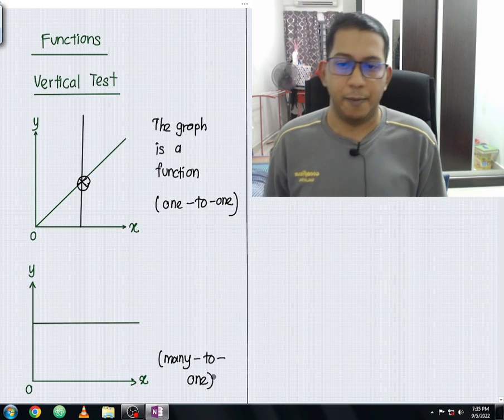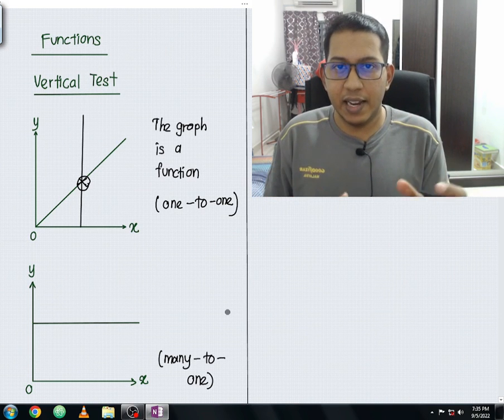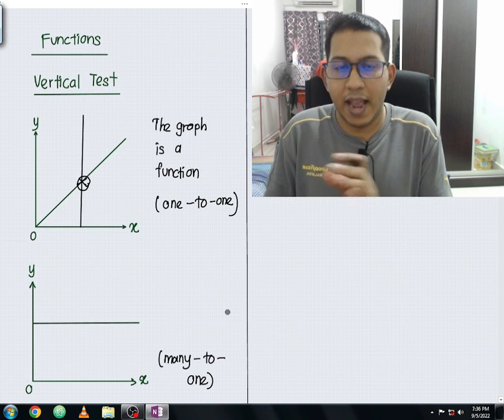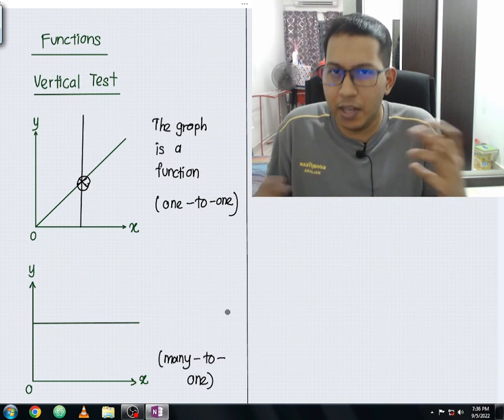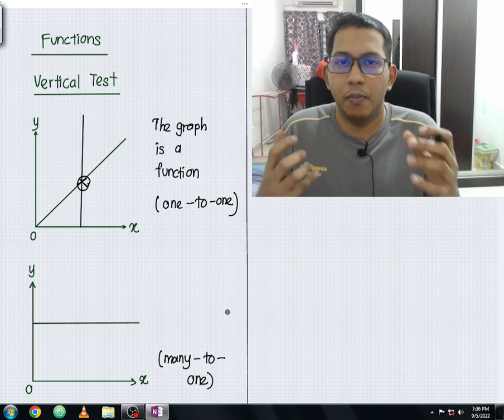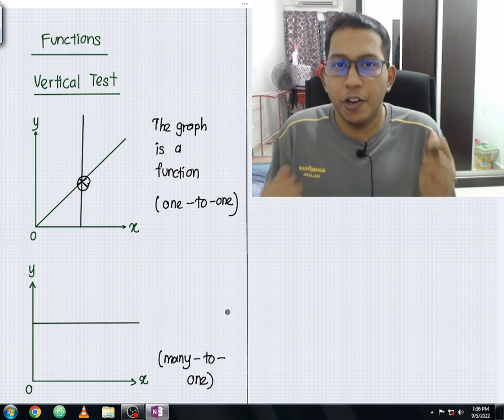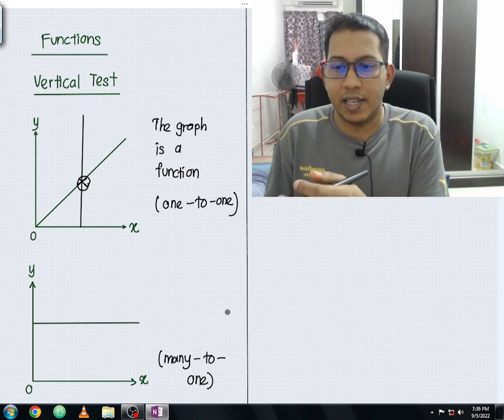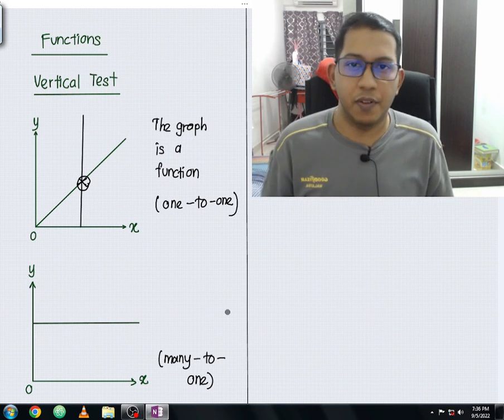When you learn in the relations, you know that one to one and many to one are functions. We know that theoretically. So how are we going to prove that? Using the vertical test. Okay, let us perform the vertical test now.